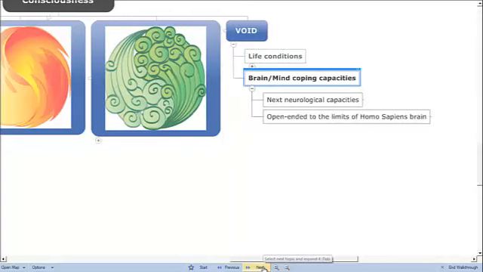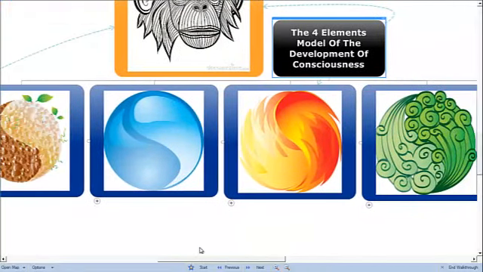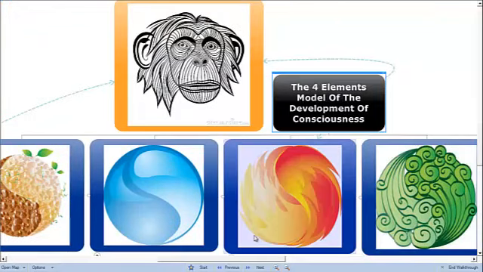The brain and mind coping capacities are really the next neurological capacities which we're unsure about or haven't developed yet. Really, this is open-ended to the limits of the Homo sapiens brain. So we've got our friend the chimpanzee up here at the top. These first 3 or first 6 levels are really this sort of ape mind, this extended ape human mind.